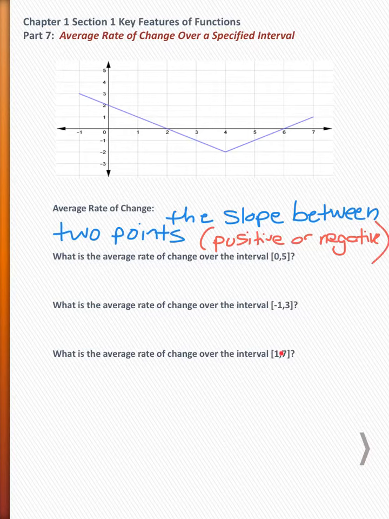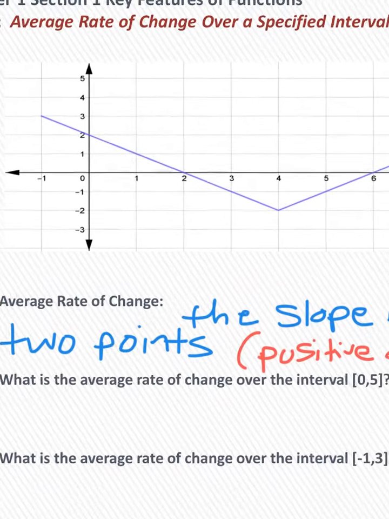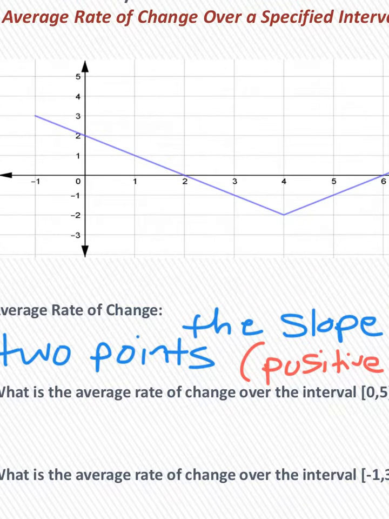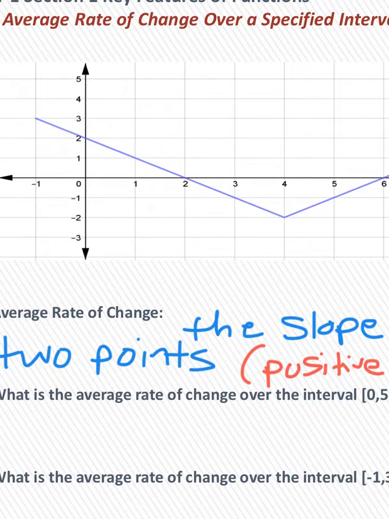Okay, so I've got 3 examples here. The first one is, what is the average rate of change over the interval 0 to 5? Now remember, intervals are always x values here, except for the range. So we're looking at x equals 0 as one endpoint on the left and x equals 5 as the other. So if we take a look at where that is on our graph, I'm going to zoom in here. X equals 0 has an output of 2. And x equals 5 has an output of -1.